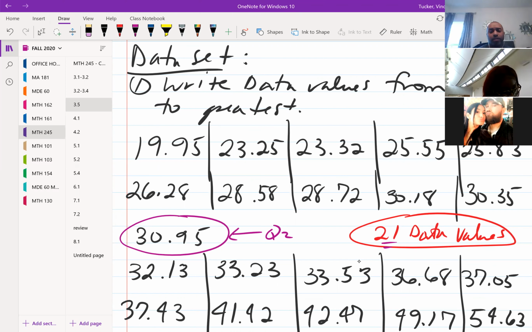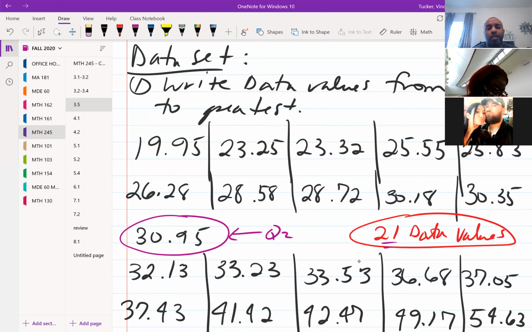We had 21 data values. So that means we did have a middle value, and that's how I wrote it. Got my first half of data, wrote 30.95 in the middle, and then my second half of data. Like I said before, they will not set up the data set this way. That will be on you to do. So what I normally do is count how many data values I have, and figure out if I have a middle value or not, how I would break it up and everything like that.